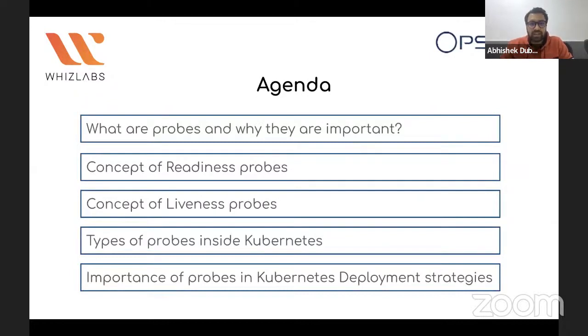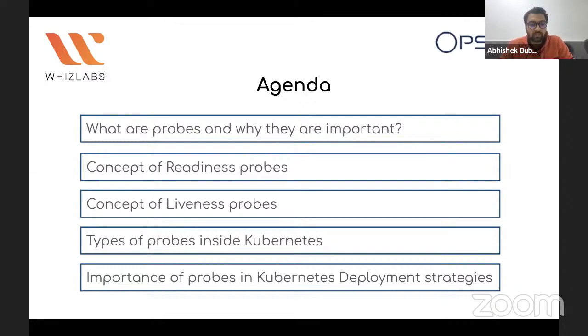Now let's talk about the agenda for this particular webinar. We will start with the basic question: what are probes and why are they important? Here we are going to discuss what probes are inside Kubernetes and why you should use them. Then we will move towards the readiness probe concept, where we will discuss when an application should receive traffic. In the readiness probe, we will discuss whether the application is ready to receive traffic or not, and how the readiness probe works inside Kubernetes.